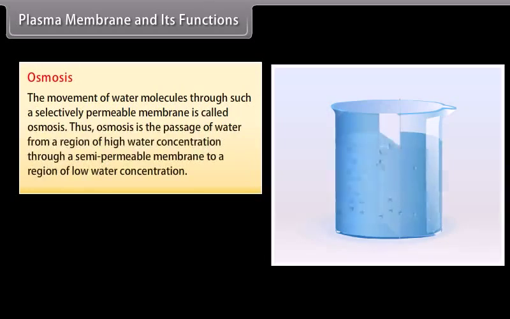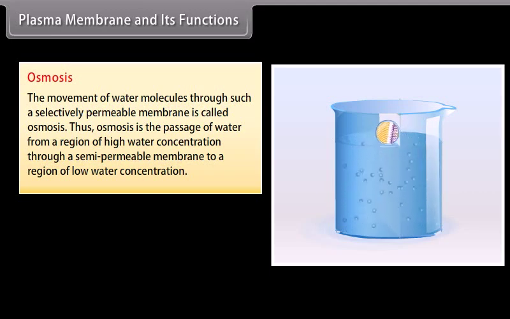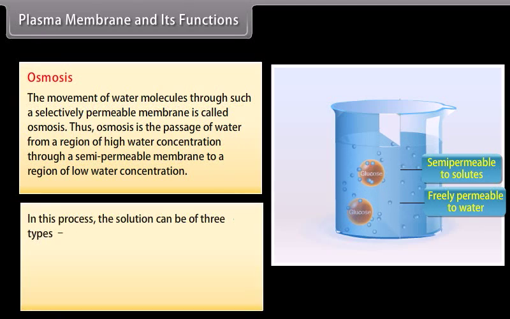Plasma membrane and its functions. Osmosis. The movement of water molecules through such a selectively permeable membrane is called osmosis. Thus, osmosis is the passage of water from a region of high water concentration through a semi-permeable membrane to a region of low water concentration. In this process, the solution can be of three types: hypotonic solution, isotonic solution.